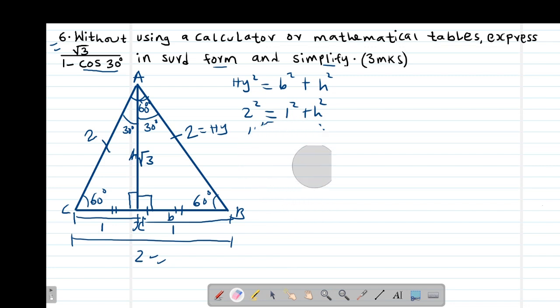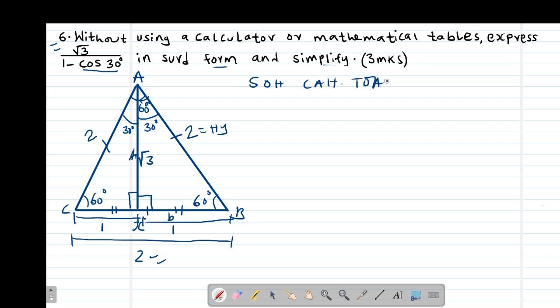Then after that, we can use what we call SOHCAHTOA, so that we find the trigonometric ratios. This simply means that the sine is given by opposite over hypotenuse, the cos is given by adjacent over hypotenuse, then the tan is opposite over adjacent. So I'll start by finding the sine. The sine of 60 degrees will be equal to opposite over hypotenuse. The side that is opposite to 60 degrees is this side here, which is the root of 3. So this is root 3, divided by the hypotenuse, which is 2.